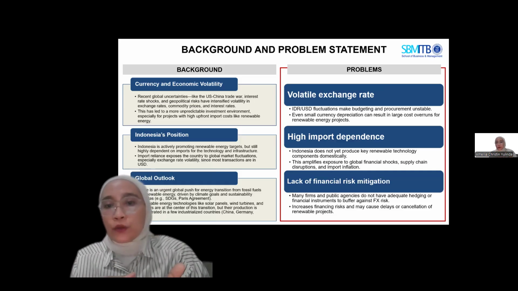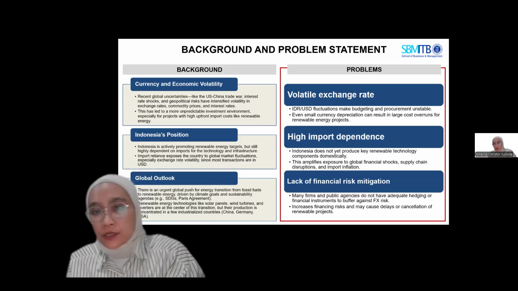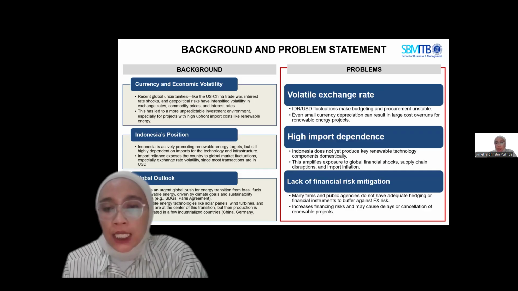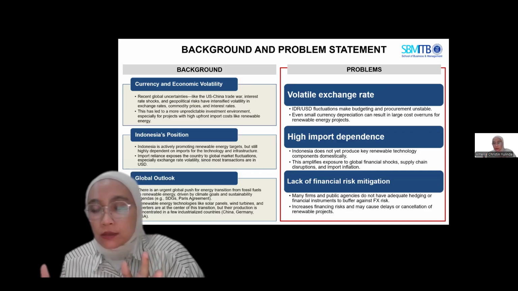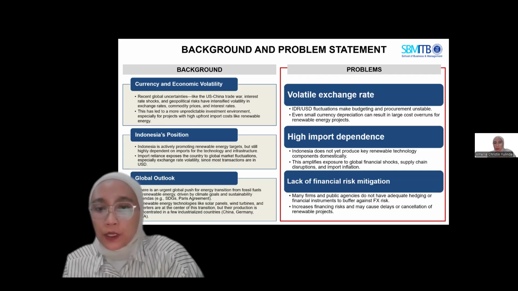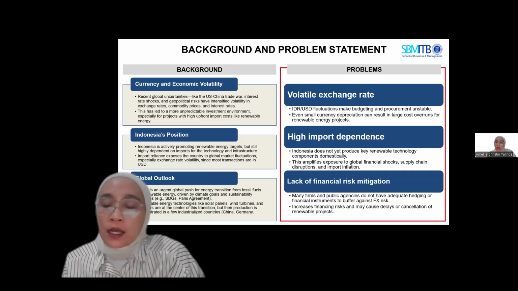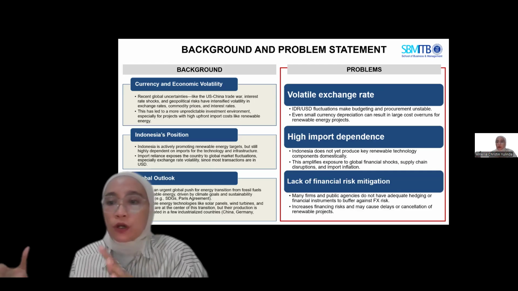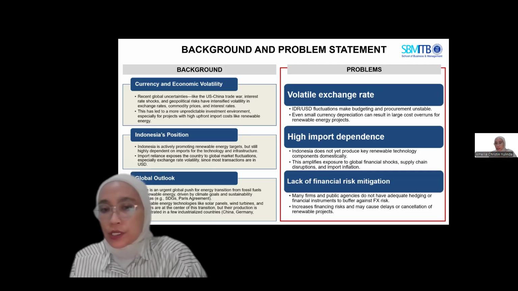From that background, we find the problem statement here. The first is about exchange rate volatility. This study will discuss the Indonesian currency, the rupiah, against the American currency, the USD. That fluctuation makes budget and procurement unstable, of course. Even a small currency depreciation can result in large cost overruns for renewable energy projects.